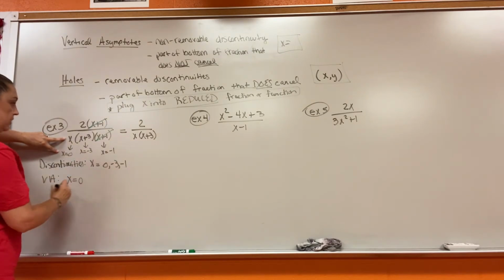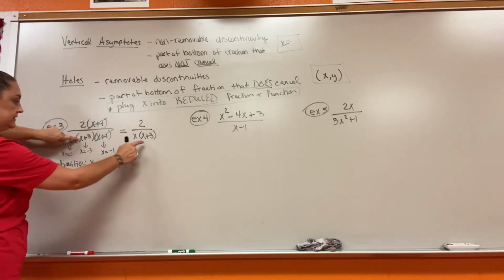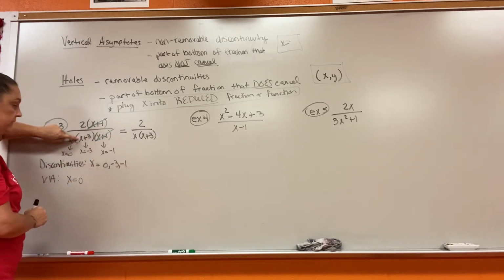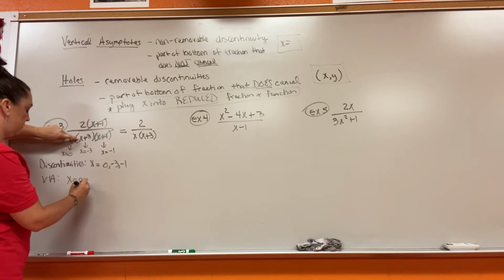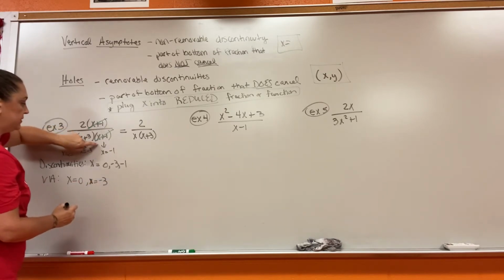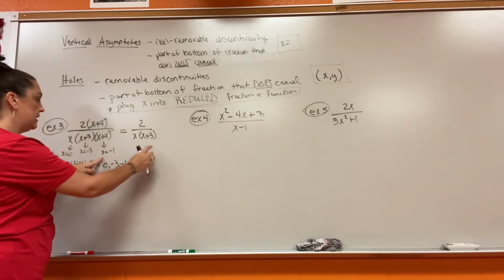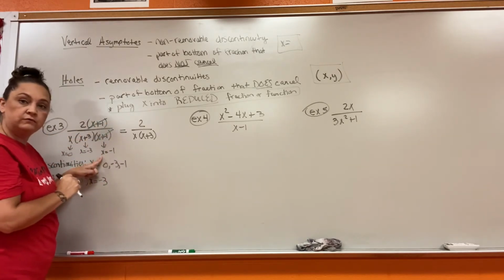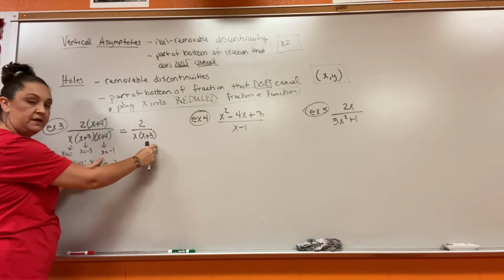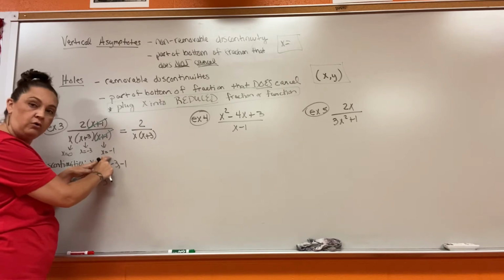X equals 0. X plus 3. It did not cancel. It's still there. We did not remove it. So it's also a vertical asymptote. And x plus 1 resulted in a -1 excluded value. It was able to be removed or reduced. See, it's not there in the reduced function. The result means this is where our hole is at.